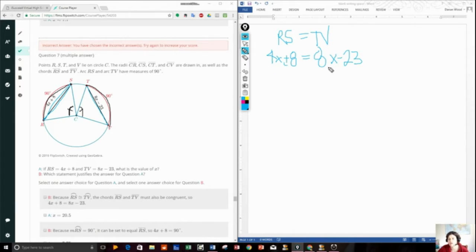So first we want to collect all of our x's on one side and all of our numbers on the other. And so our goal with addition or subtraction is to make 0. So we have minus 23, so I'm going to add 23. That's the inverse operation. And add 23 to 8. So we have 4x. 8 plus 23 is going to give us 31.